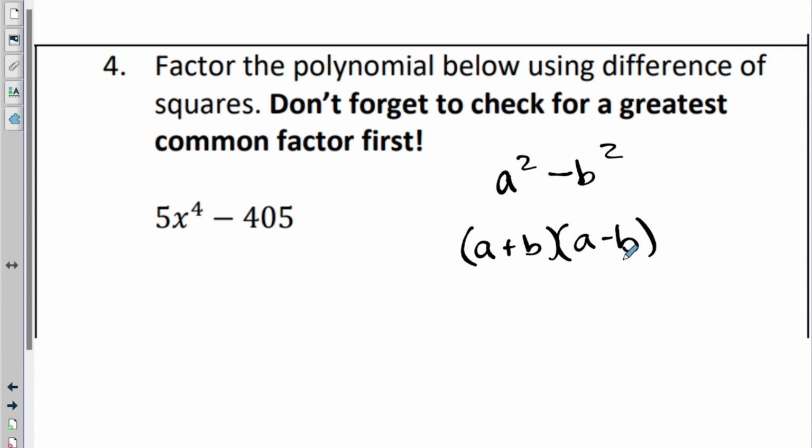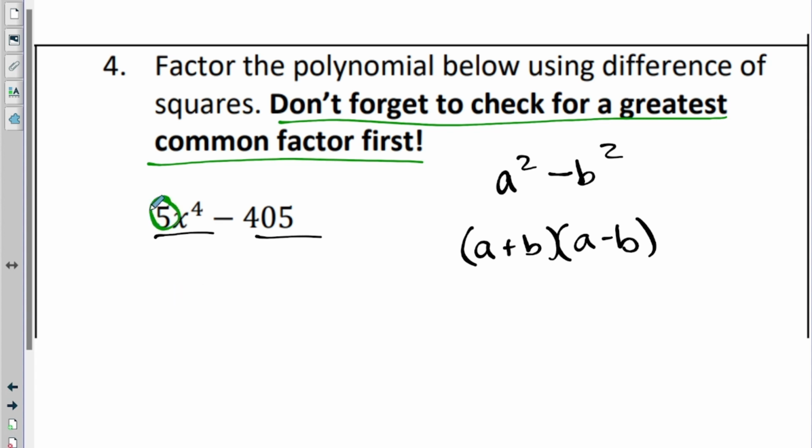And so what we have to check is if these things could possibly be squares. Like, could this be something squared? Okay? Now, in bold letters, they had told us, don't forget to check for a greatest common factor first. And if I didn't listen to the bold letters, then I might be kind of stuck because I noticed right away that 5 is not a perfect square. And after a little bit of thinking, I noticed that 405 is also not a perfect square. And so I'm like, okay, I can't use this method. But they told me to use this method. And so there must be a common factor, and it's just 5.